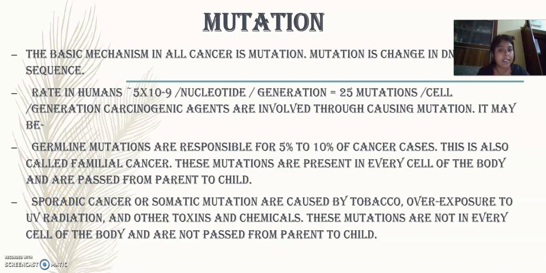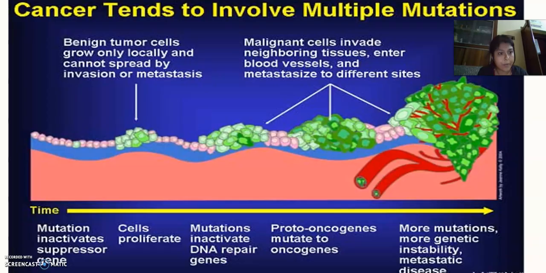But sporadic cancer or somatic mutations are caused all of a sudden. They are acquired, and are caused not only by tobacco but also by different kinds of carcinogens, which may be physical or viral, right? UV radiation is one carcinogen. Various toxic chemicals can be carcinogens. Even oncogenic viruses can cause cancer. So cancer tends to involve multiple mutations. This is what I am trying to say.